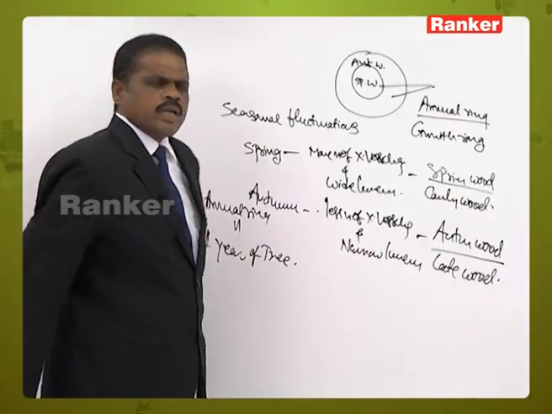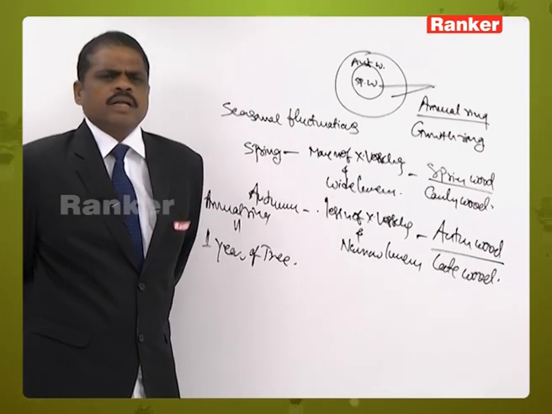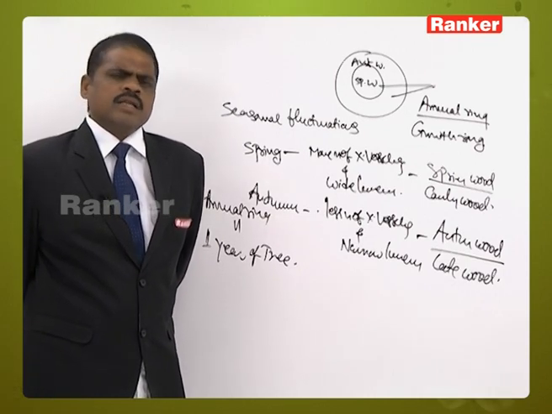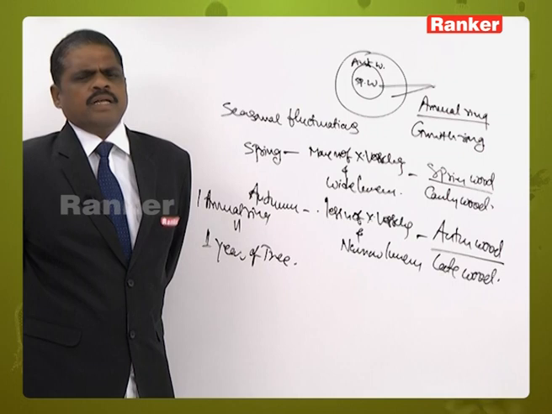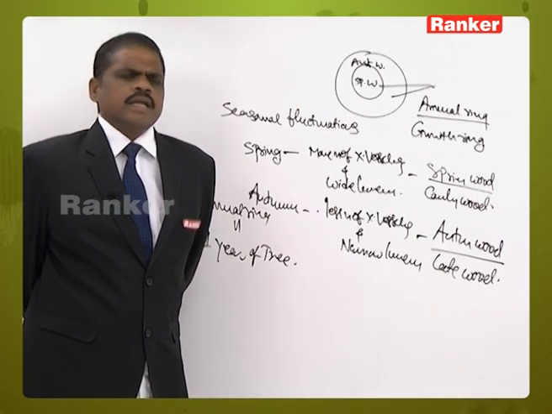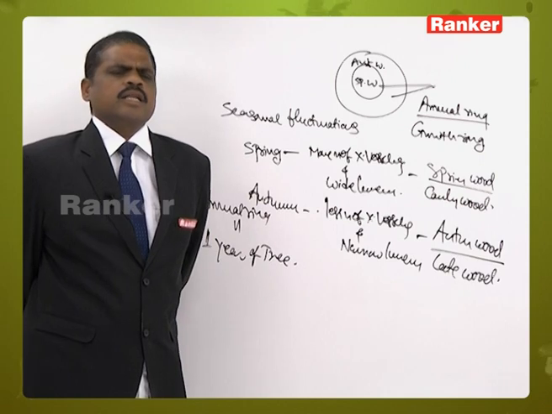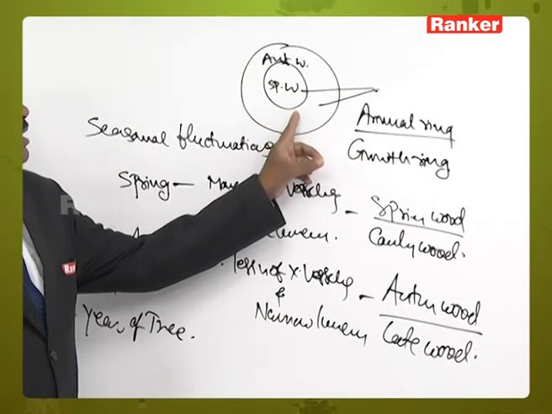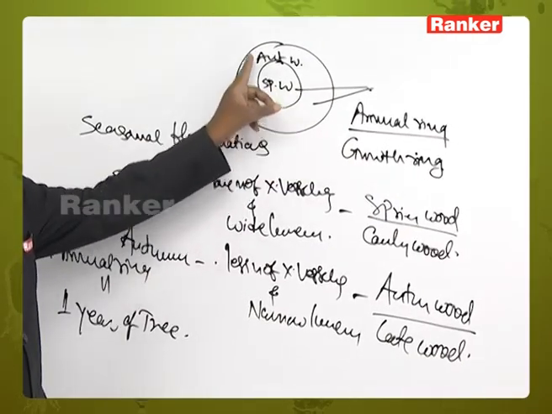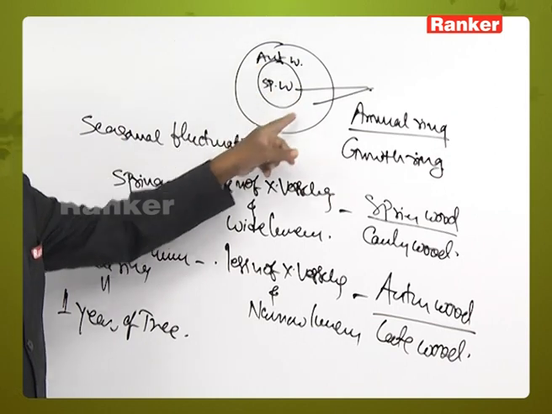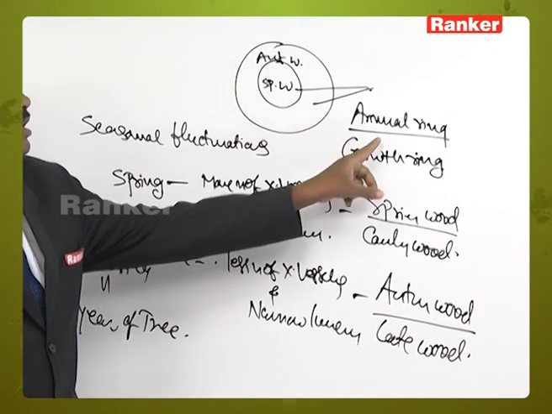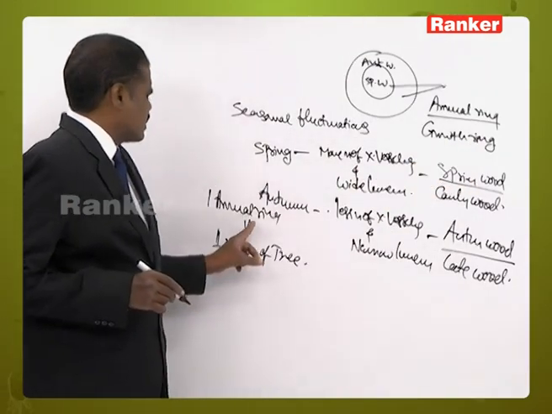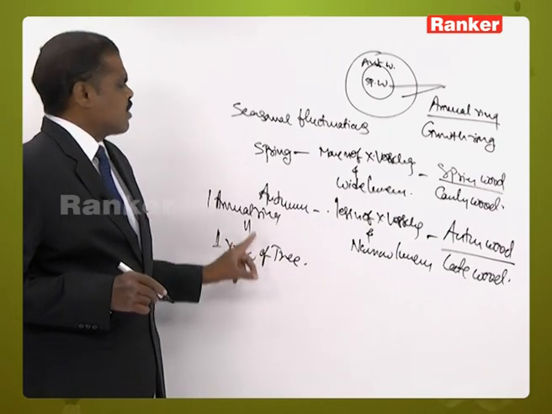Like this, we can estimate the age of the tree by counting the annual rings. It is not the correct method, but we can estimate the age of the tree by counting the number of annual rings. Spring wood of the 1 year and autumn wood of the same year, present in two concentric rings, together called as annual ring, also called as growth ring.